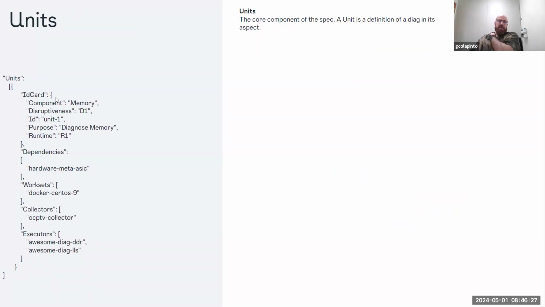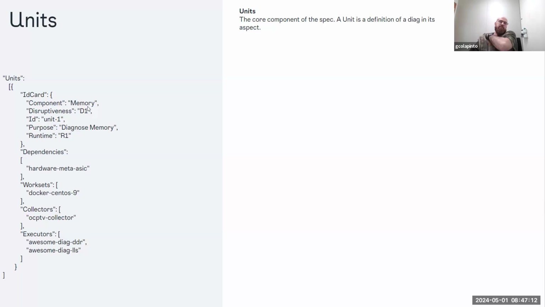The units are the core of the specs. So there is an ID card for the unit where we could specify all the different properties of the unit. Here I put something that is already in my mind. It should probably be extended. So first of all, the identification. I would like to have an ID for everything so that later it will be simple to be used by tools. Then we have which component we are going to test, and the disruptiveness of the component.